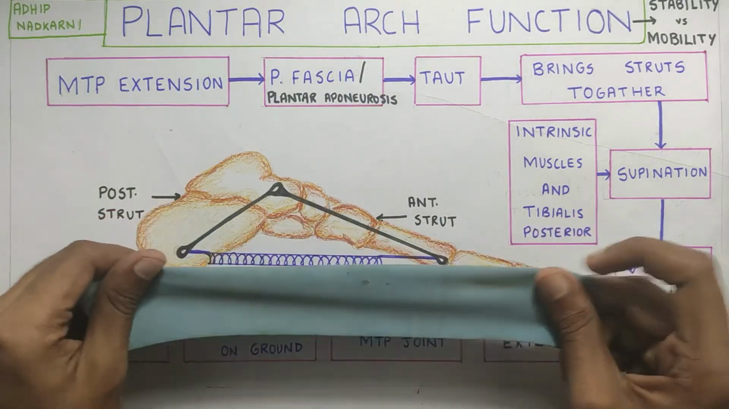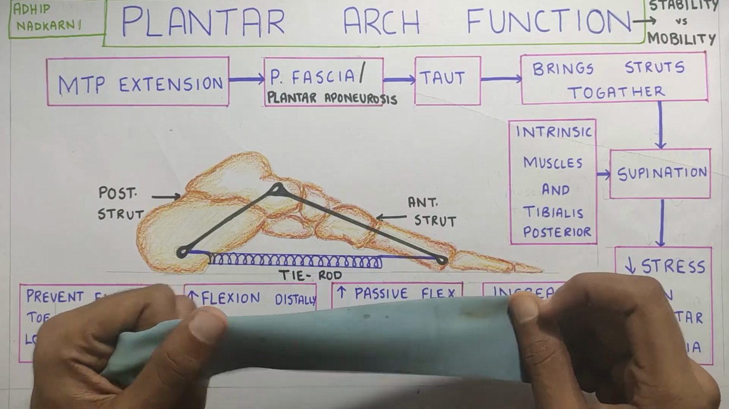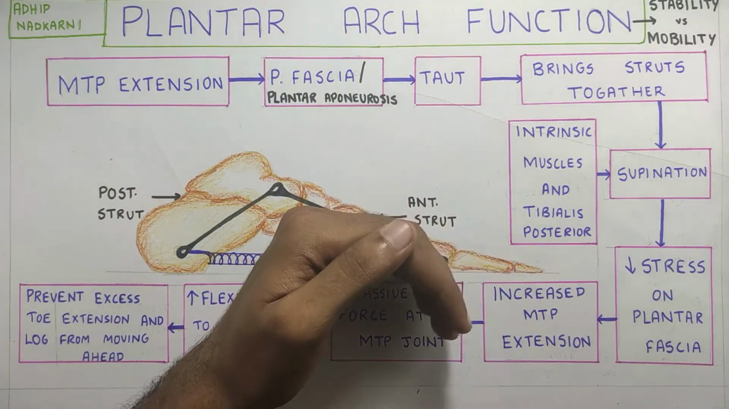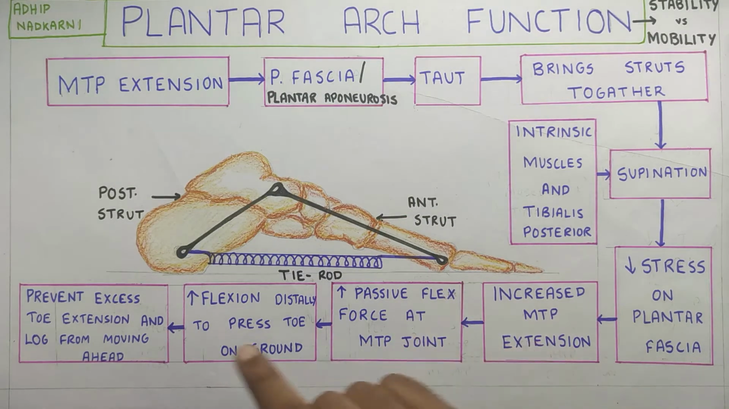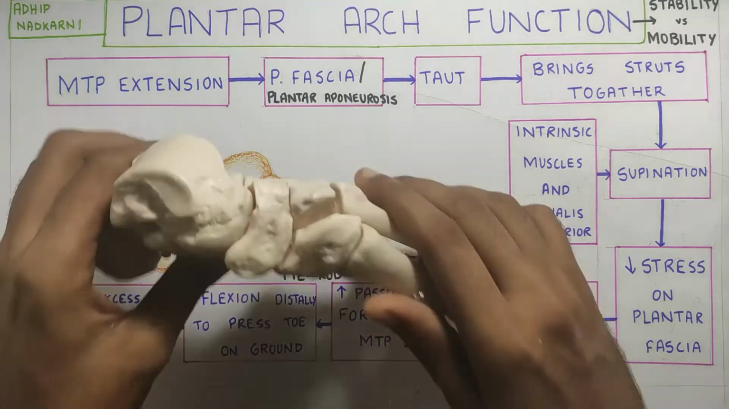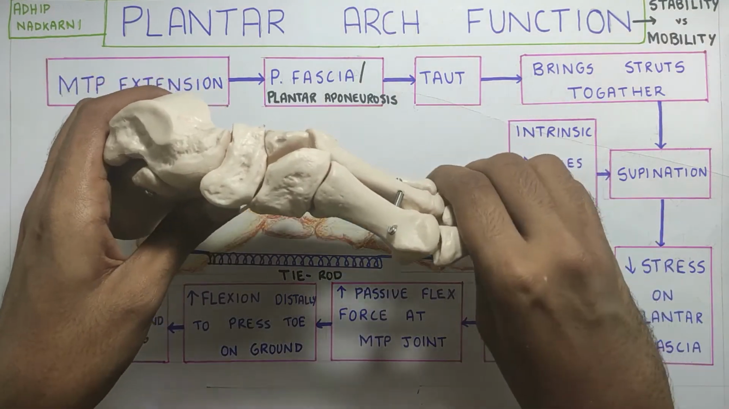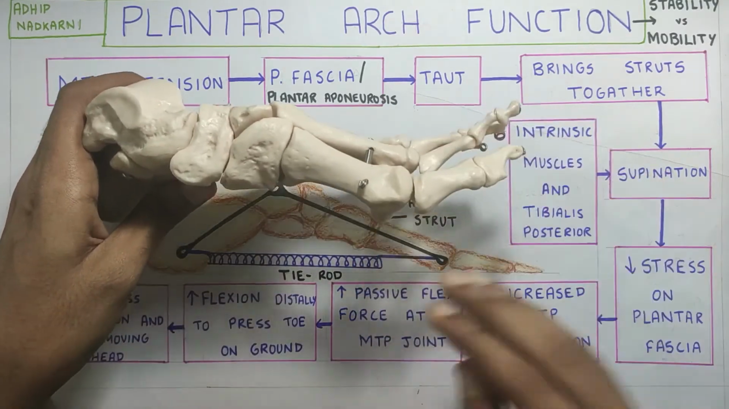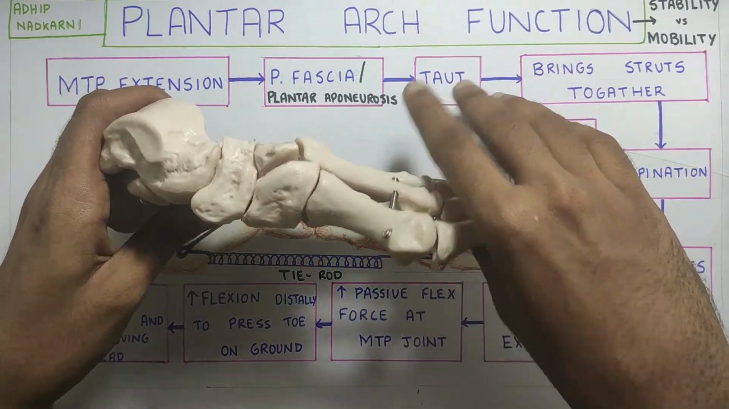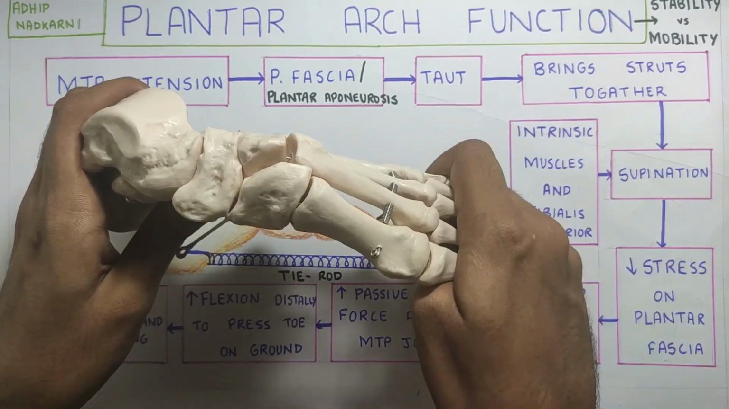See, the fascia was attached over here, right? So again it became taut. So basically it was pulling your phalanges downward. So passive flexion force at the MTP joint increased, which increased the flexion distally. So as your MTP extension increased even more, the plantar fascia over here became taut and it caused your MTP joint to go for flexion.